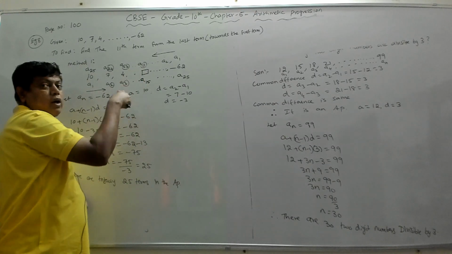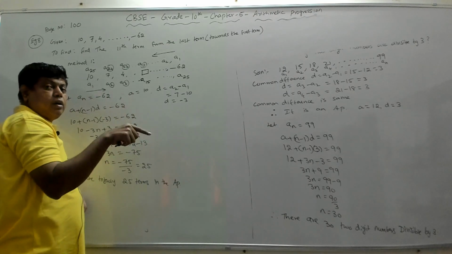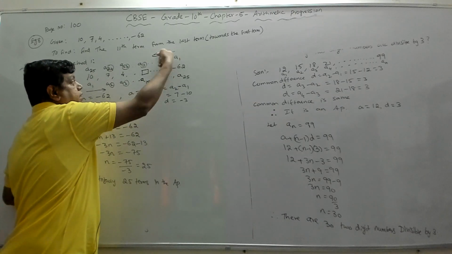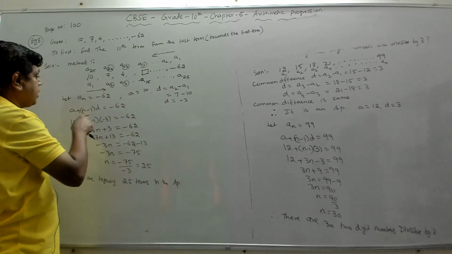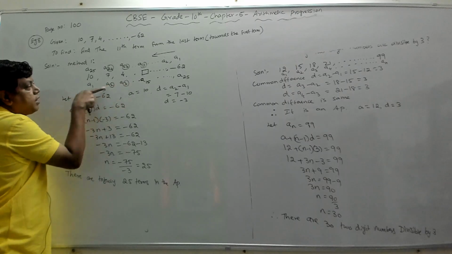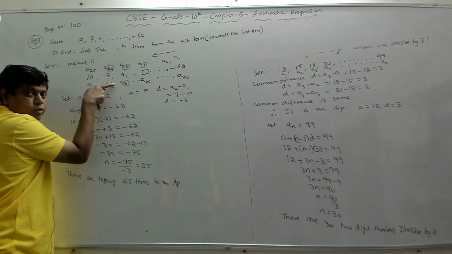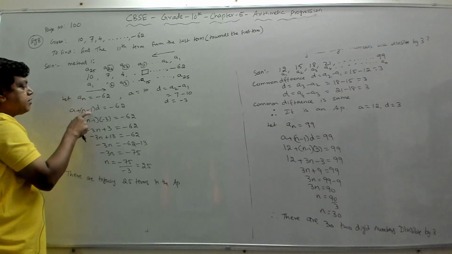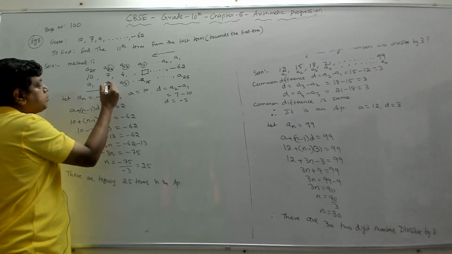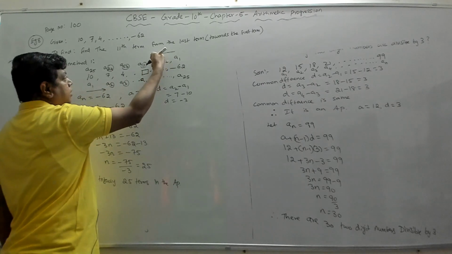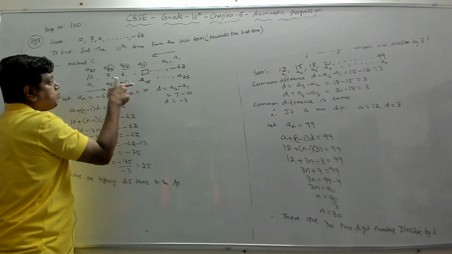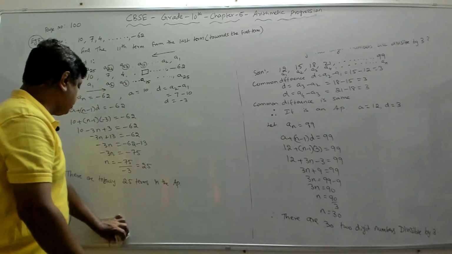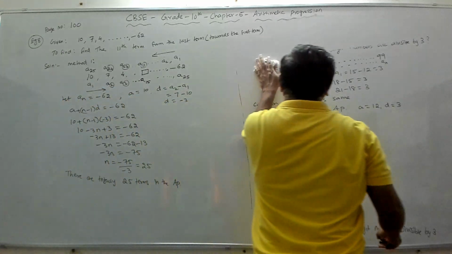For this A11, you can't apply the general form an equals A plus n minus 1 into D, because this is the 11th term from this direction. And the formula that we have, an is A plus n minus 1 into D, is always for this direction, from the first towards the last. If the flow is in this direction, only then we can use an in this form. So corresponding to this direction, we have found what the position in this direction is: the position in this direction is A15. Clear?